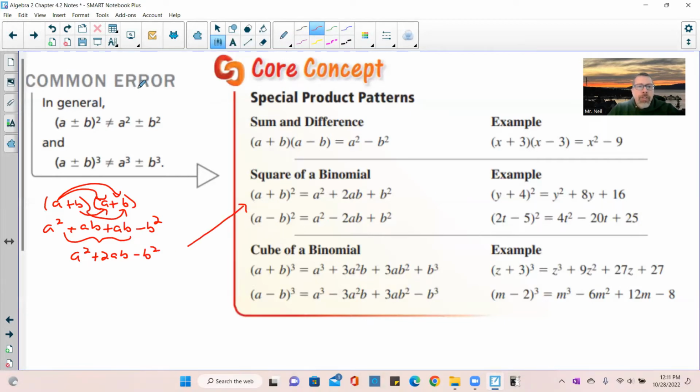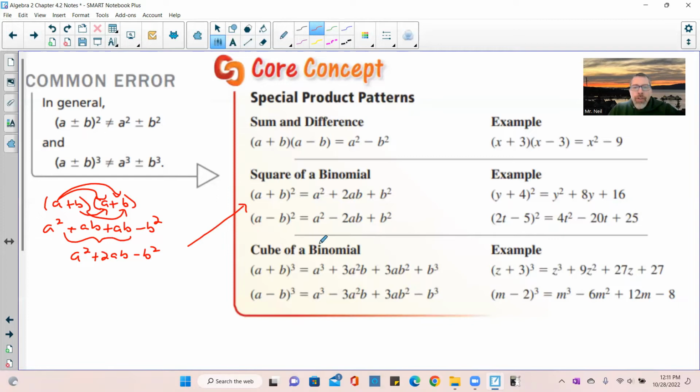In general, there's a common error. A plus or minus b squared does not equal a squared plus or minus b squared. You're missing the middle term if you think that is going to happen. If I have a minus b squared, it's going to be a squared minus 2ab plus b squared. And here are two examples. I'll have you review those on your own.